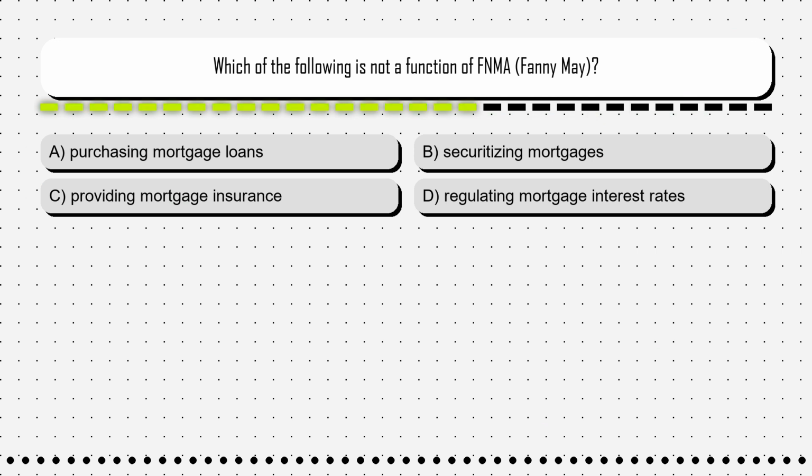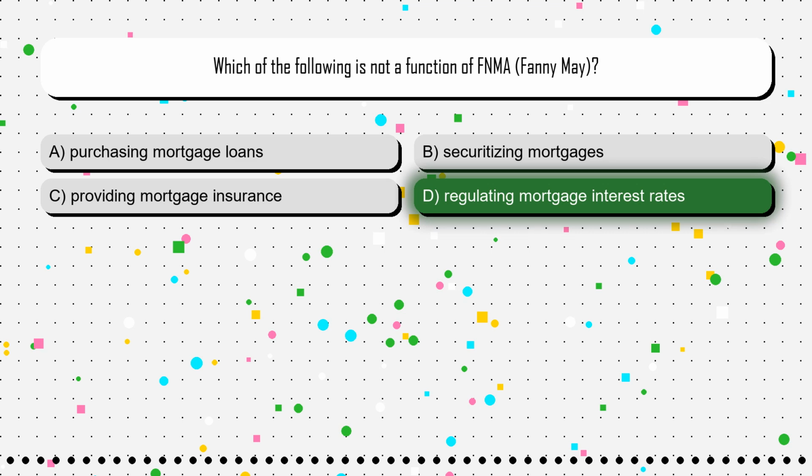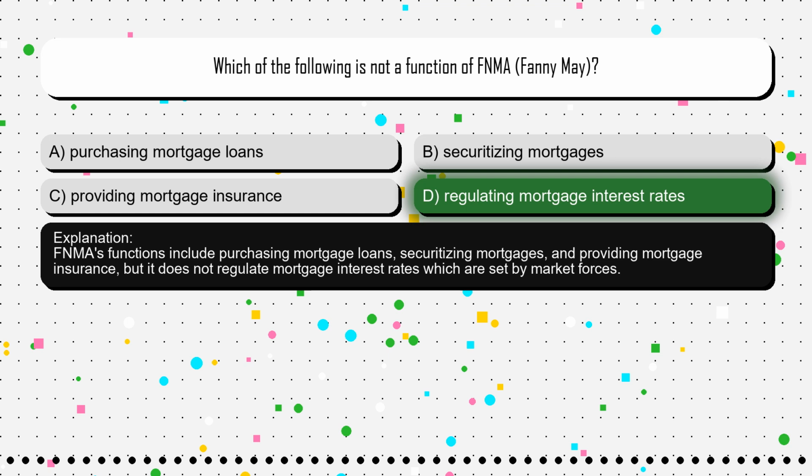Option A, purchasing mortgage loans. Option B, securitizing mortgages. Option C, providing mortgage insurance. Option D, regulating mortgage interest rates. The correct answer is option D, regulating mortgage interest rates. FNMA's functions include purchasing mortgage loans, securitizing mortgages, and providing mortgage insurance, but it does not regulate mortgage interest rates, which are set by market forces.